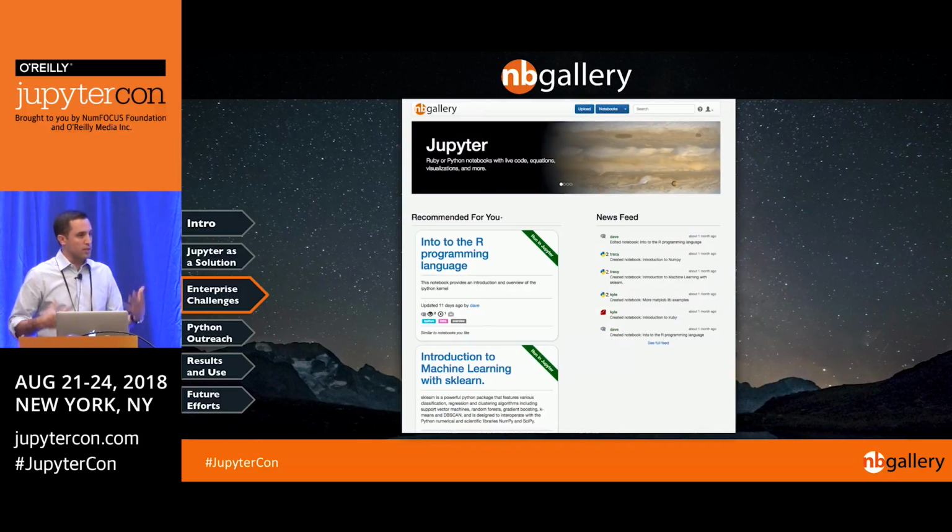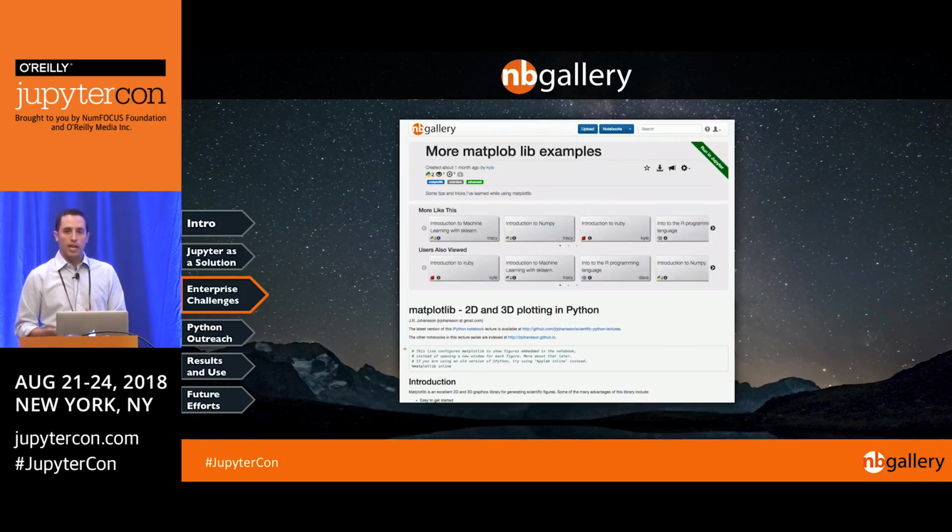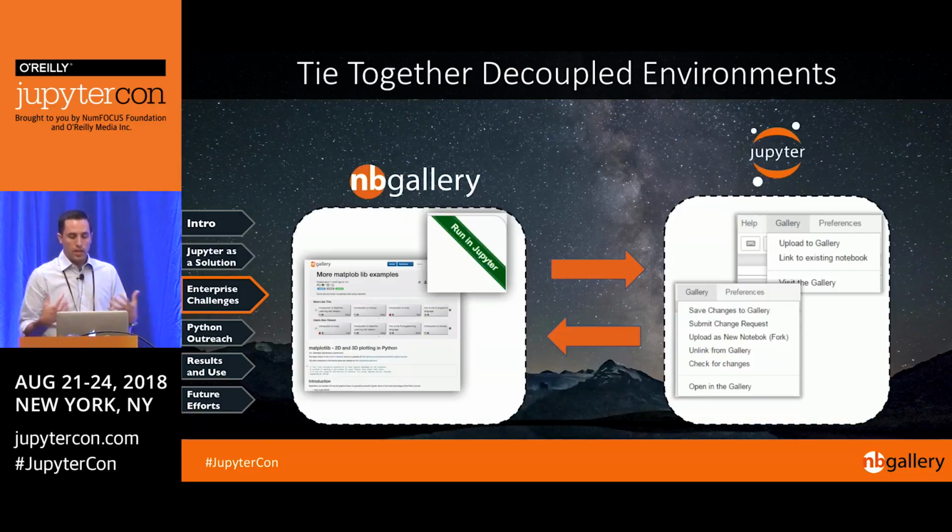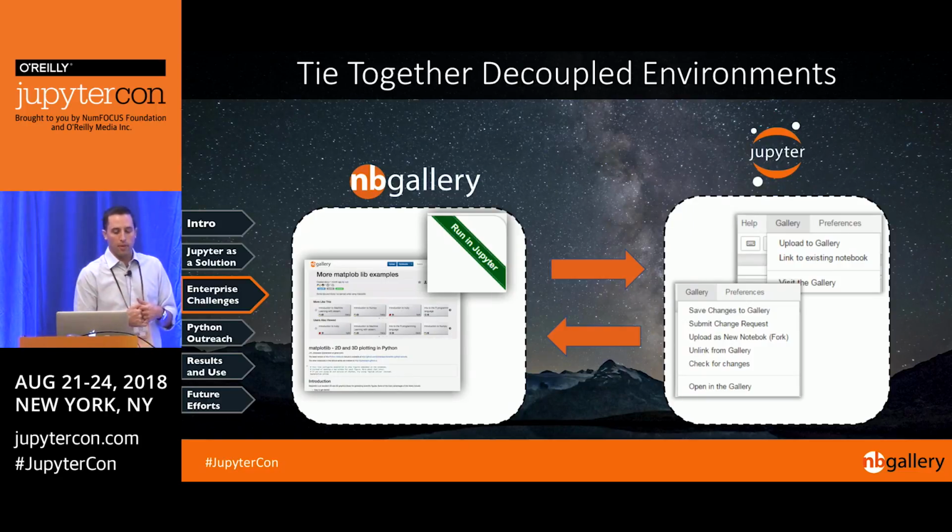So this is what nbgallery looks like, just a web-based repository of our notebooks. You can go in there and search for a notebook. When you find one, you're now just viewing a rendering of that notebook because it's only the code. It's not any of the input data or output results. If you want to run that notebook, now we need to tie together these decoupled environments.